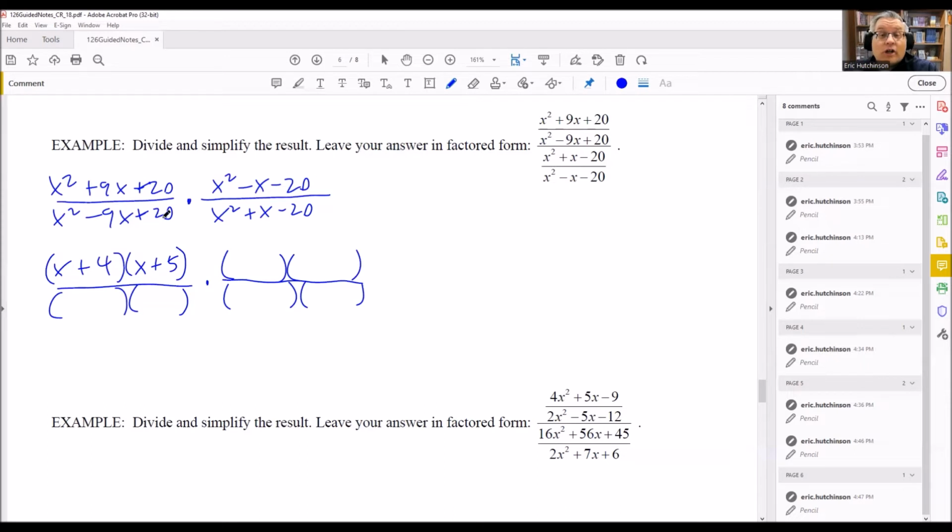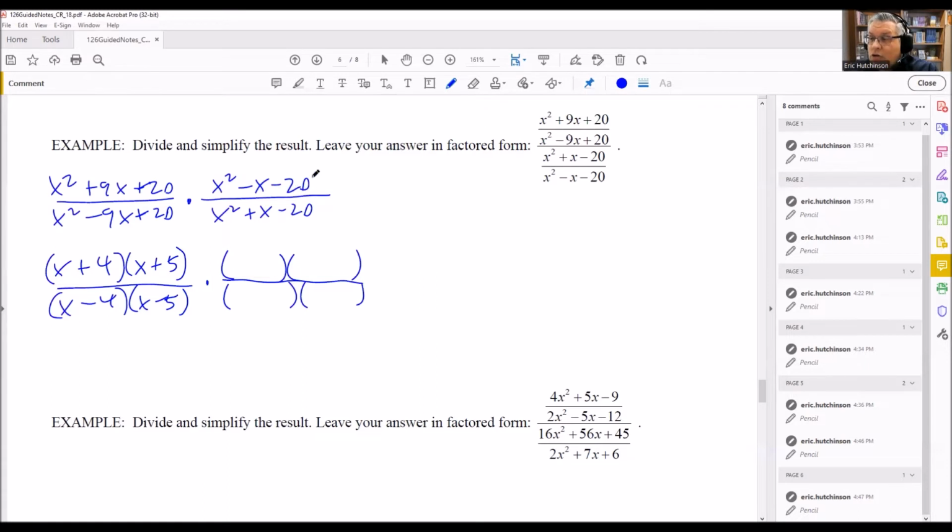Now we have the same thing on the bottom. We also have a 20 that's here, but because the middle number is negative now, we're just going to change both of these to a minus. Negative 4 times negative 5 does multiply to make positive 20, but they add to be negative 9.